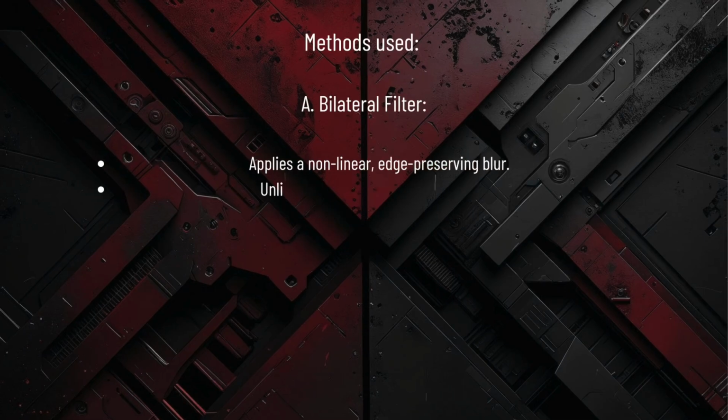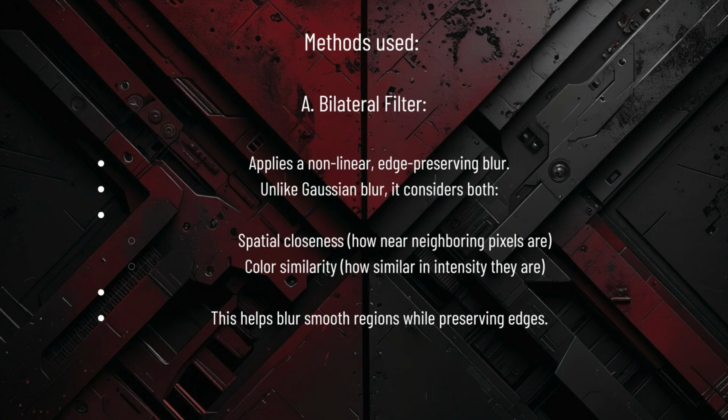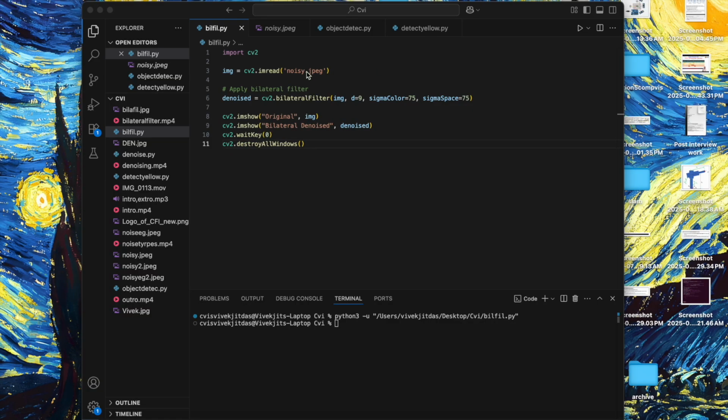The first method which we use in denoising is the bilateral filter. We can get the analogy of how it is implemented by comparing it with Gaussian blur, where it considers color similarity as another parameter to get the best output. This similarity helps in smoothing of the image. So here is a demo of the bilateral filter on my PC.